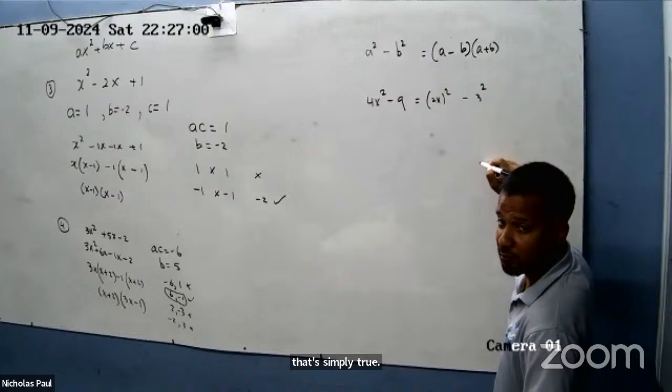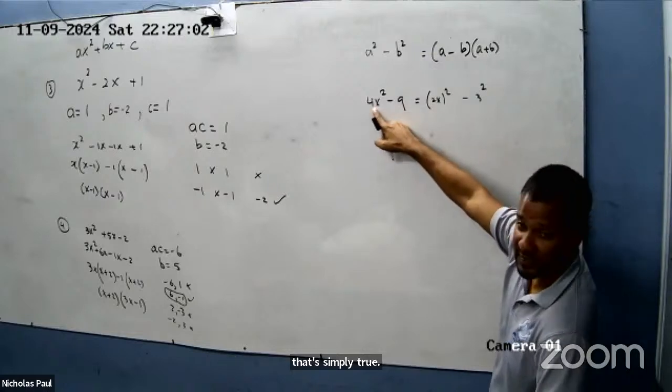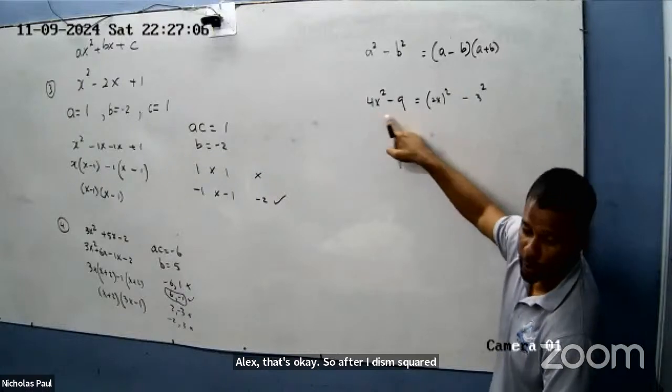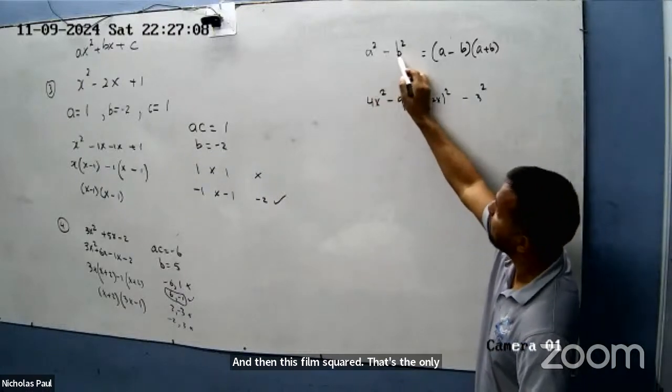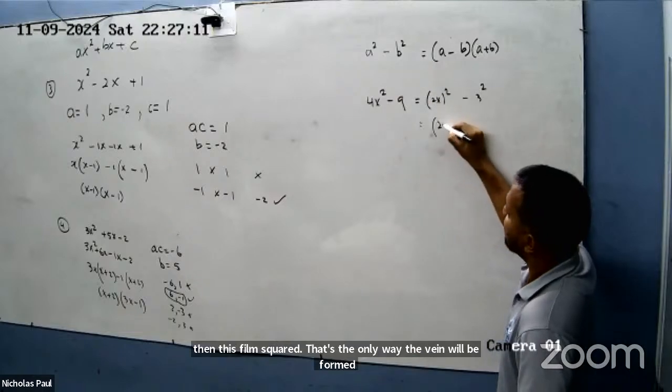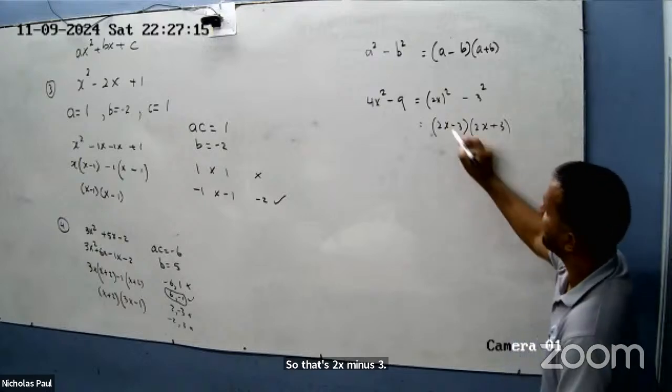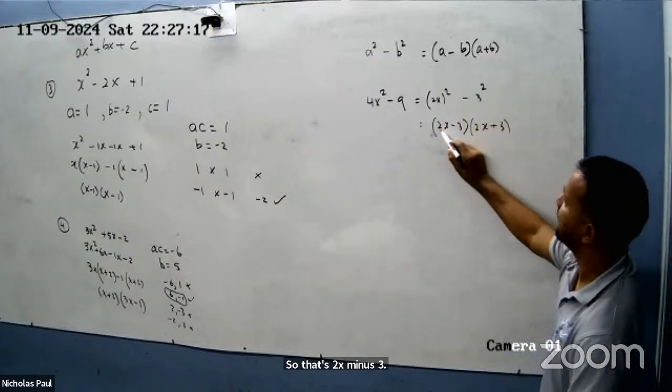So write this term squared, and then this term squared. That's the only way to be in the form A squared minus B squared. So that's 2x minus 3, 2x plus 3. There's A and that's B.